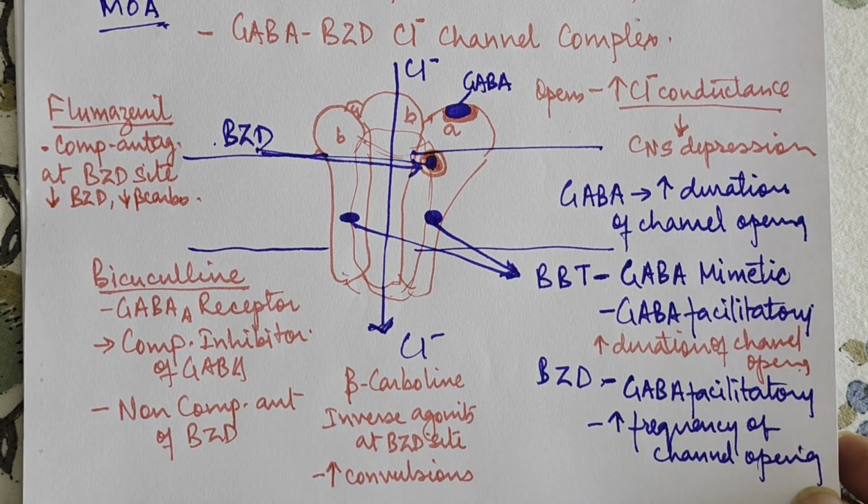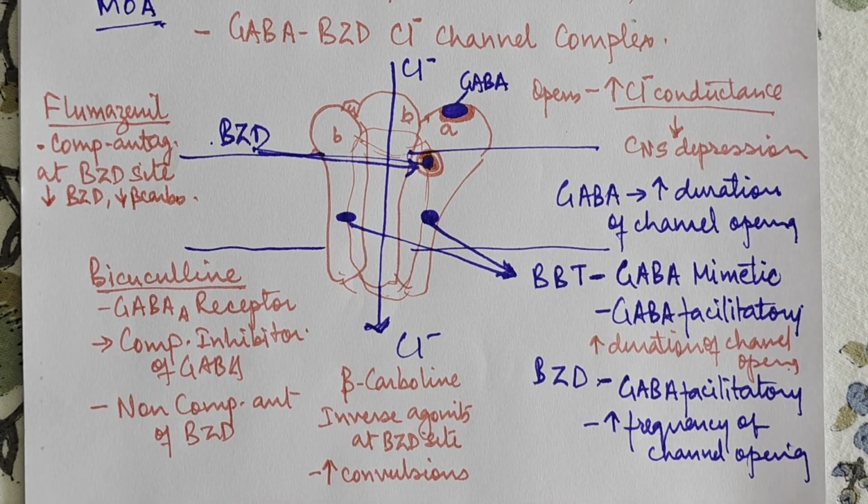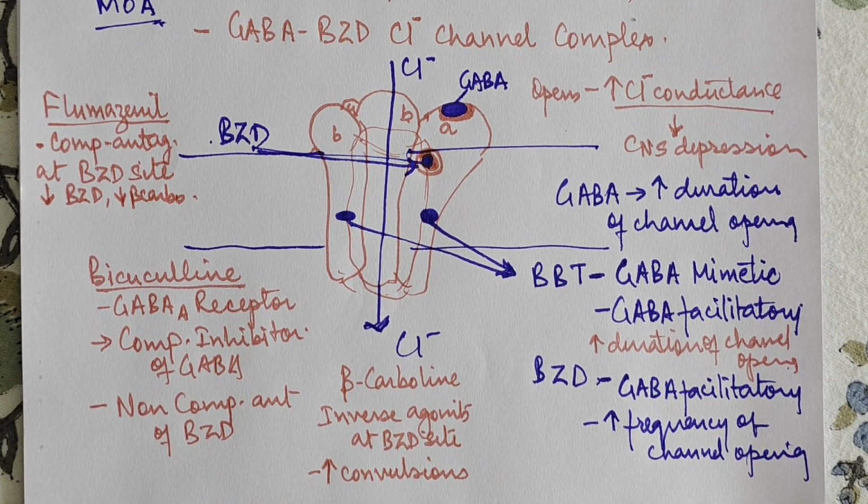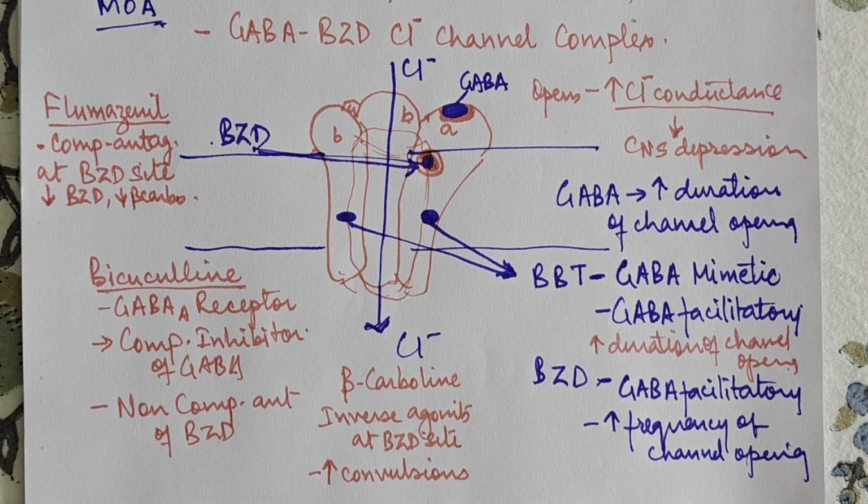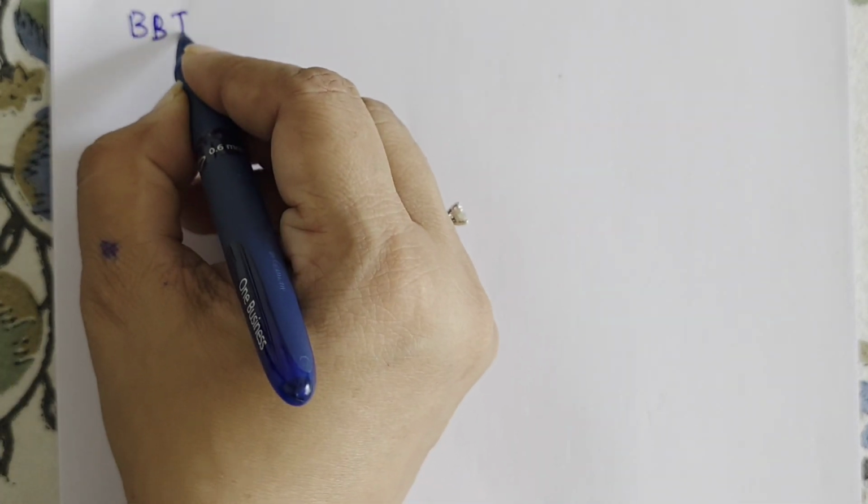So you can see that this is the GABA A benzodiazepine chloride channel complex. Opening of the chloride channel causes CNS depression. GABA produces its action by directly attaching to its receptor and increases the duration of channel opening. Barbiturates are mimetic as well as facilitatory. Benzodiazepine is only facilitatory. And flumazenil, bicuculline and beta carboline are the antagonists of these drugs. Okay, now let us see them one by one. So let us first see barbiturates.